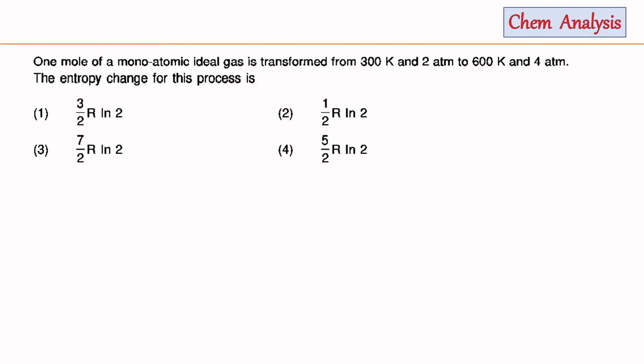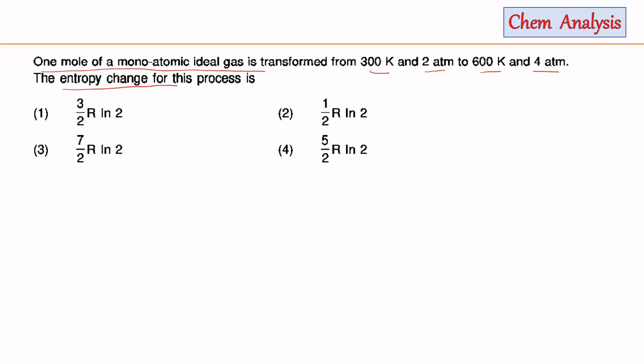Here it is asked that we have to tell about the entropy change when 1 mole of a monoatomic ideal gas is transformed from 300 Kelvin and 2 atmosphere to 600 Kelvin at 4 atmosphere pressure, and the change is performed at constant volume. Such type of process can be performed in two ways, that is at constant volume when the temperature and pressure will be changed, or at constant pressure when temperature and volume will be changed.